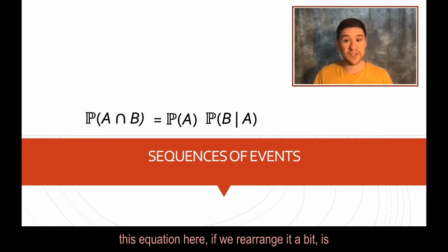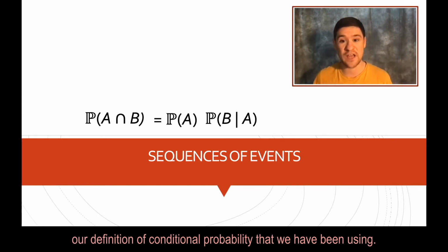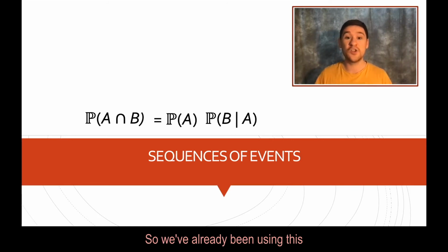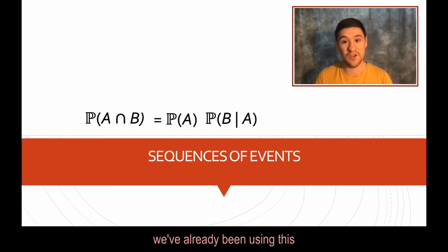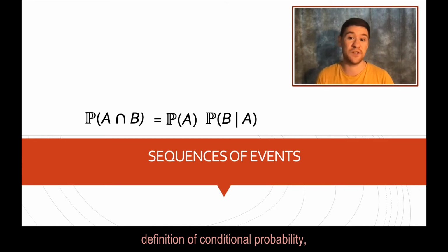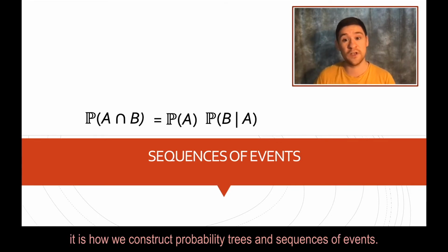And now this equation here, if we rearrange it a bit, is our definition of conditional probability that we have been using. So we've already been using this. I just wrote it in a different way. But we've already been using this definition of conditional probability. It is how we construct probability trees and sequences of events.